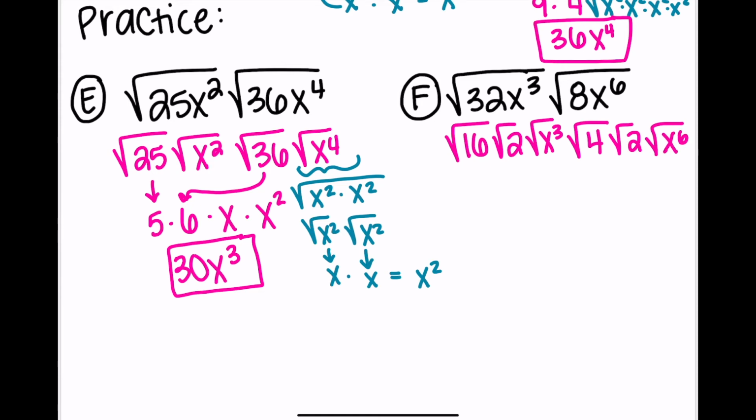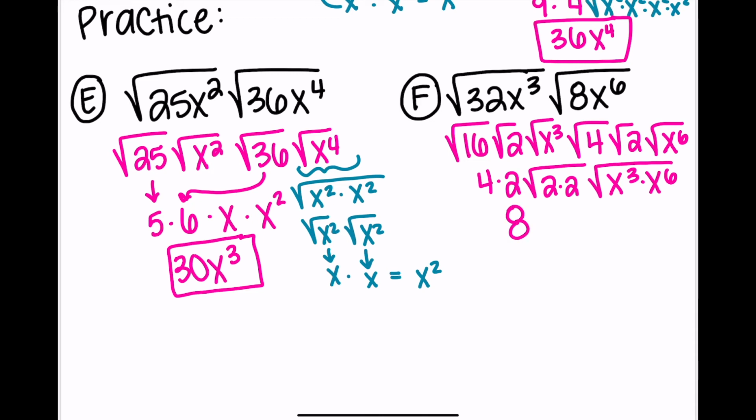Okay, so the square root of 16 is 4. The square root of 4 is 2. And now we have 2 of those square roots of 2. All right, so just to show you one more time, I did square root of 16 to get 4, square root of 4 to get 2, and then I combined the square roots of 2. And then we have our square roots with the x's. So x to the third times x to the sixth.